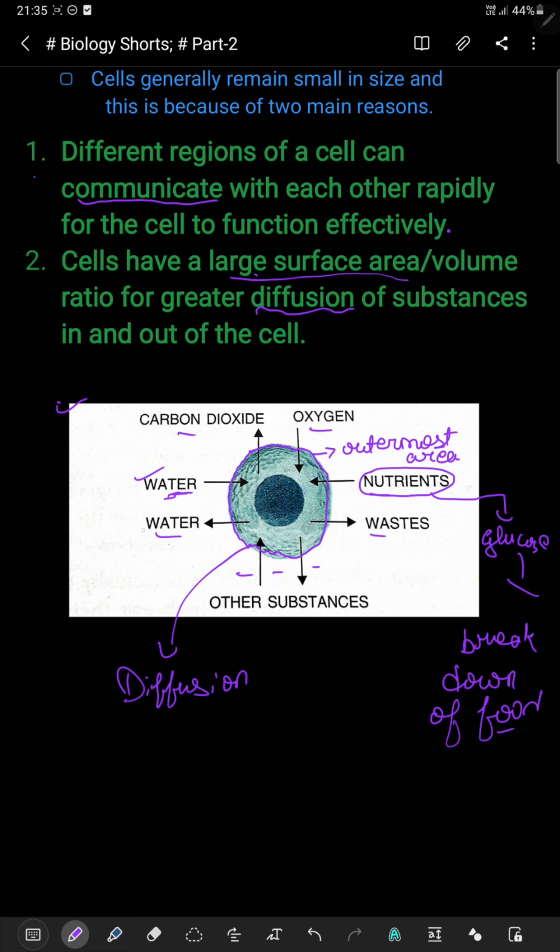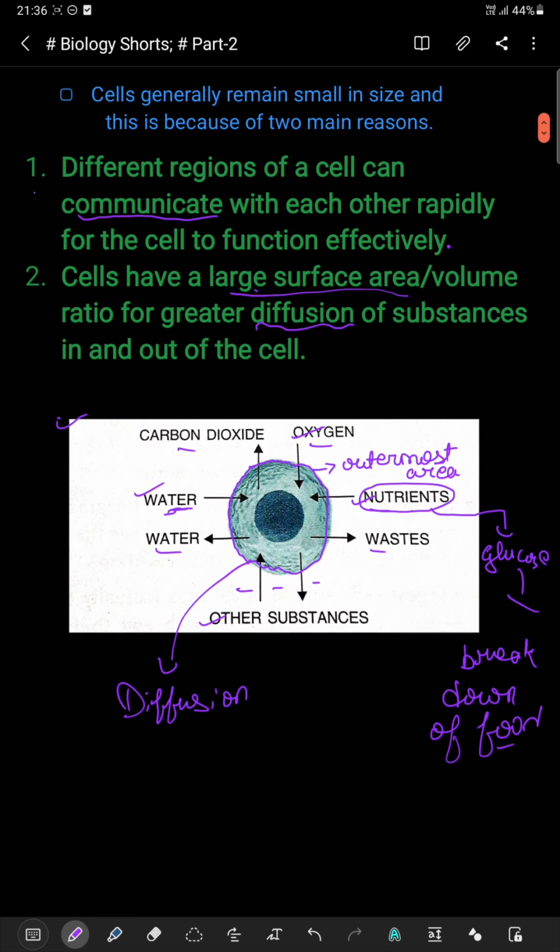So in that come the water, the oxygen, other substances, and some nutrients. Also, due to the metabolic process which takes place inside, energy is released. Now when we take oxygen, we don't directly release carbon dioxide. All the cells together release carbon dioxide, and that we release from the mouth, and waste is also generated. Cells have a large surface area to volume ratio for greater diffusion of substances, so that they can easily diffuse into the cell, and through semi-permeability can also come out.